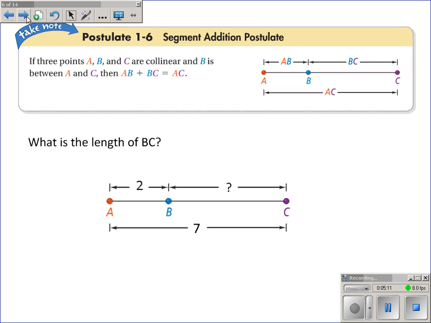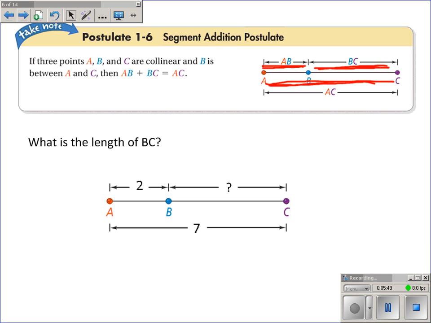That leads us into the segment addition postulate. Again, a postulate is an accepted statement of fact. If 3 points, A, B, and C, are collinear, meaning on the same line, and B is between A and C, then the length AB plus the length BC is equal to the length of AC. So if I add up all the parts, it's equal to the whole. I hope that makes sense.